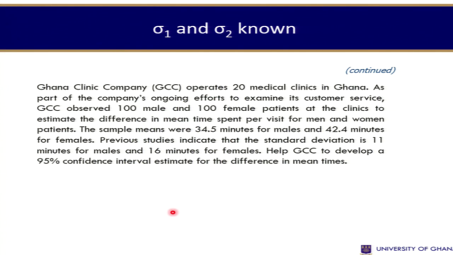We take an example. The Ghana Clinic Company operates 20 medical clinics in Ghana, and as part of the company's ongoing efforts to examine its customer service, GCC observed 100 male and 100 female patients at the clinics to estimate the difference in mean time spent per visit for men and women patients. The sample means were 34.5 minutes for males and 42.4 minutes for females. Previous studies indicate that the standard deviation is 11 minutes for males and 16 minutes for females. Help GCC to develop a 95% confidence interval estimate for the difference in the mean times.